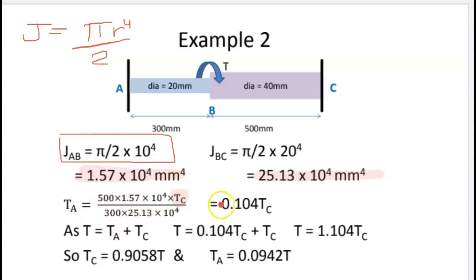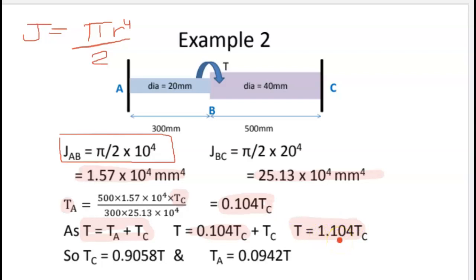So now I got T_A equals 0.104 T_C. But I don't have the T_C. To find that, I know the total torque should be equal to torque A plus torque C, because that is how it works. Now torque A is 0.104 T_C. So instead of torque A, I put 0.104 T_C. That plus that other 1 T_C will give me 1.104 T_C. But I still don't have the value.